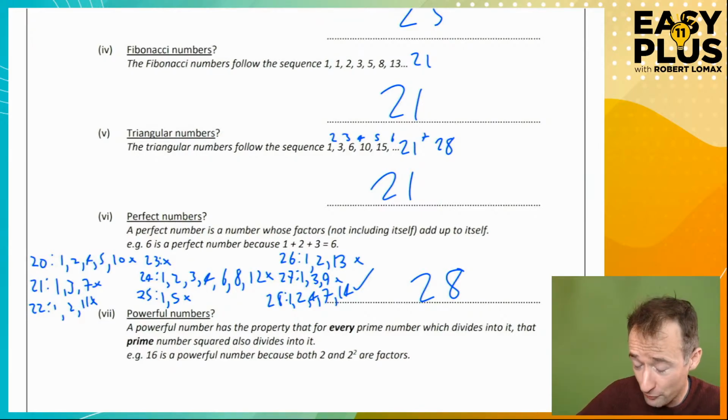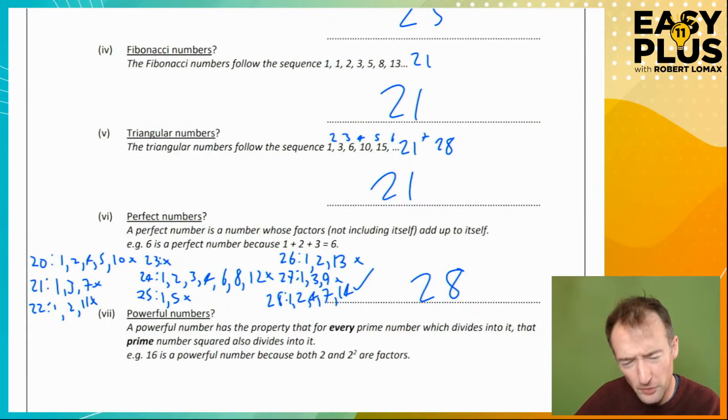So brute force was our way here. If you were lucky and you started from the top, you'd get there a lot faster. I don't think there's an easy way to see this one. I think you just have to try it out. Very well done to anybody who got 28 there.